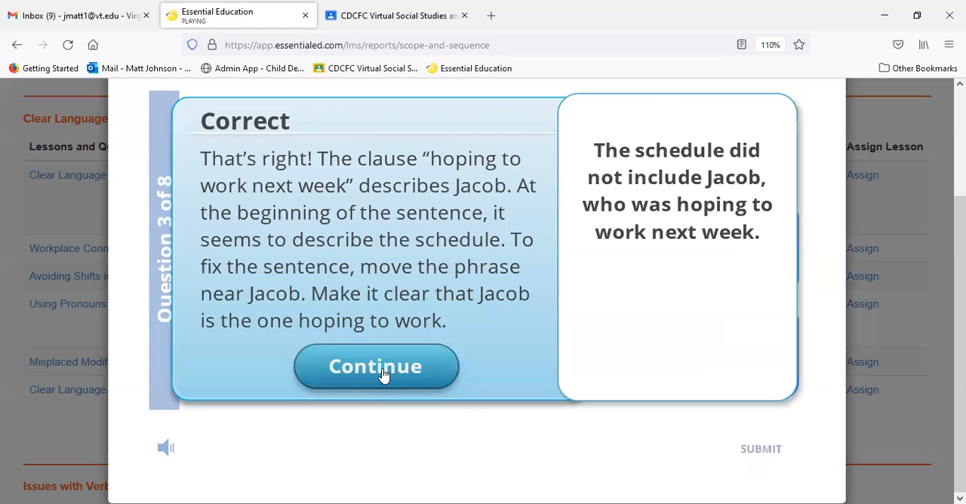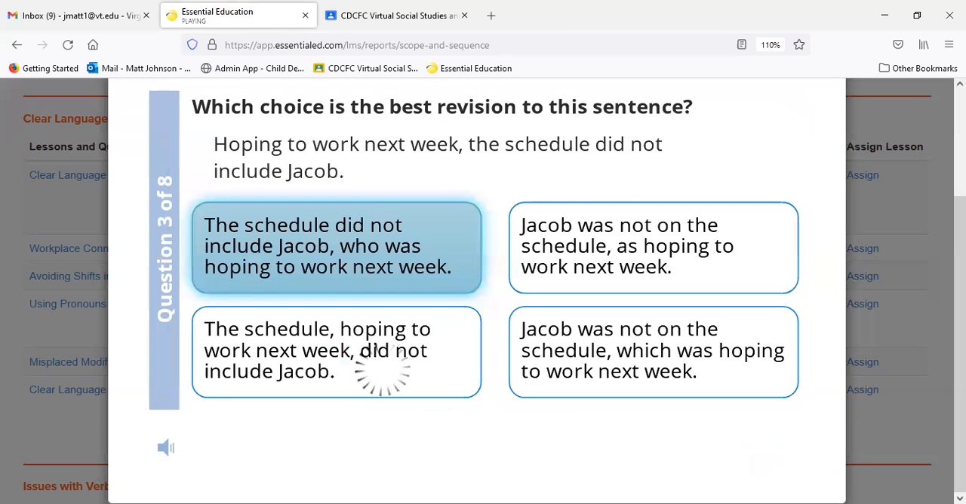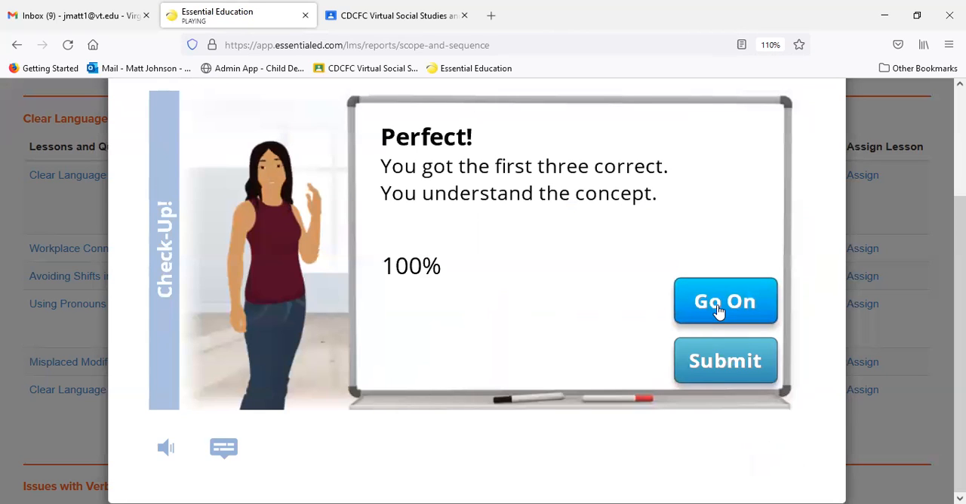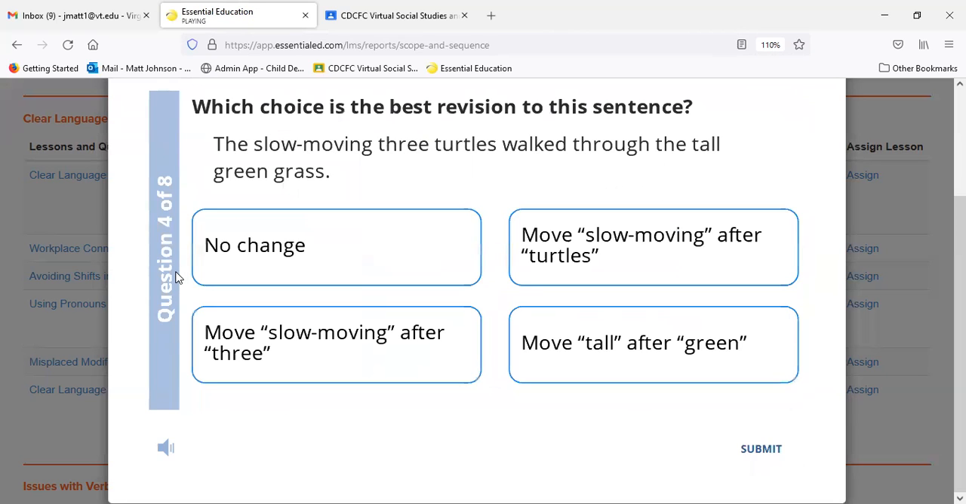And that's basically what you have to do, is sort of question it when you see something like that. Does it point to the right thing? Excellent. You got the first three questions right. Let's keep going here.